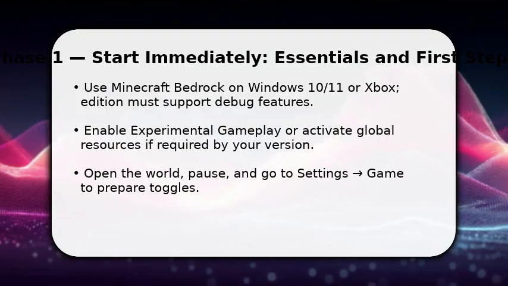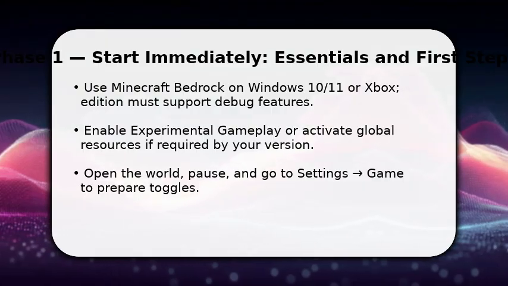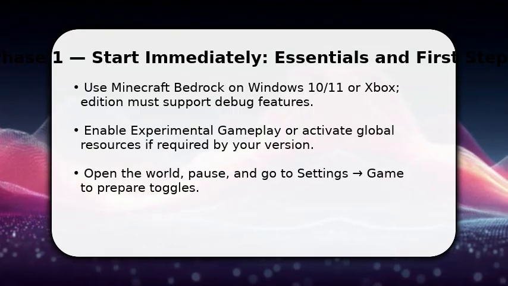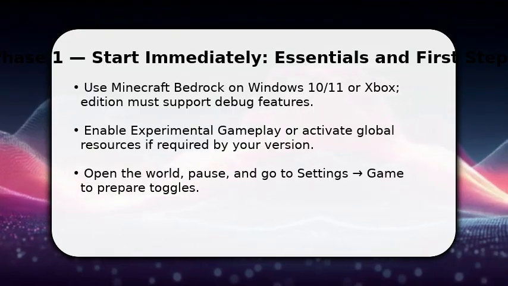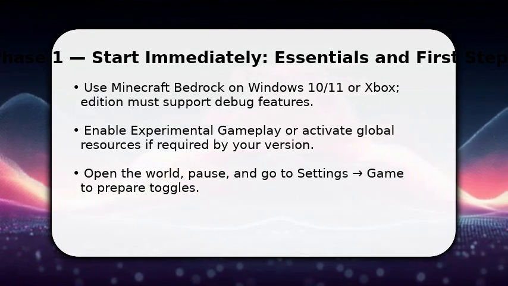Next, open the world and pause to access settings, right arrow game. You do this now to expose the toggles that will let you access developer-like features. These prep steps avoid surprises later and ensure the debug tools are actually present when you try to open them.